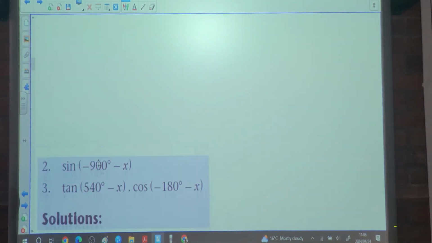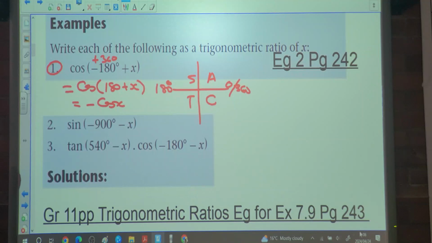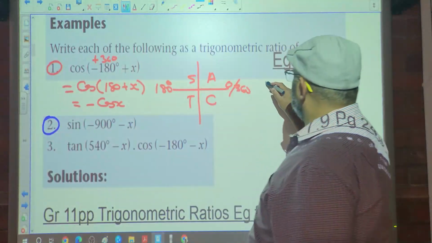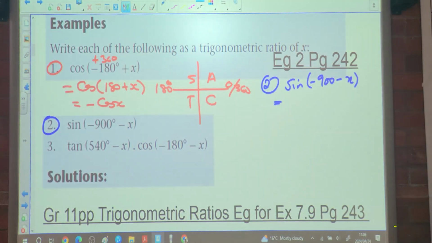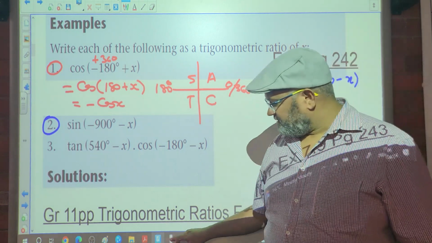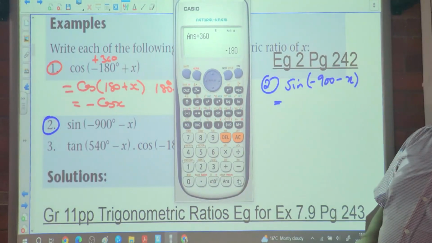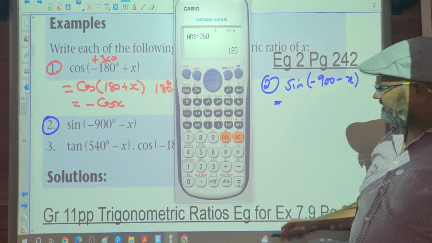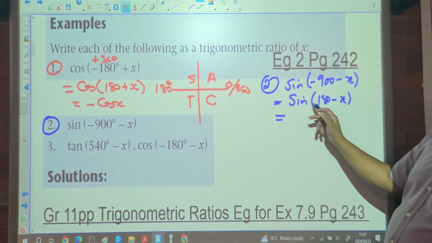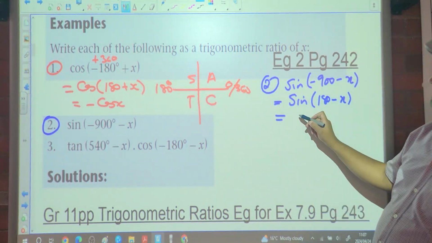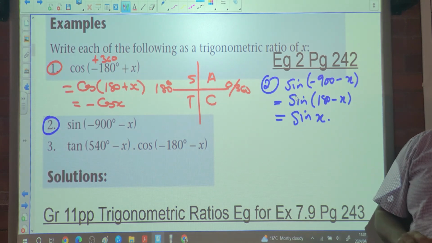Look at number 2. We've got sine of negative 900 minus x. So where do I start? Negative 900 plus 360 is negative 540. Plus 360 is negative 180. Plus 360 gives us 180. So that is simply sine of 180 minus x. Which quadrant is this in? 180 minus x is quadrant 2. Is sine positive or negative? Positive. So it changes to sine x. Alright, any confusion there?